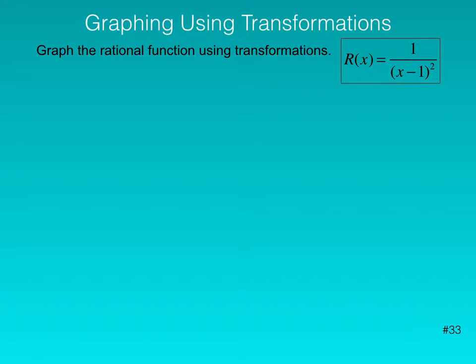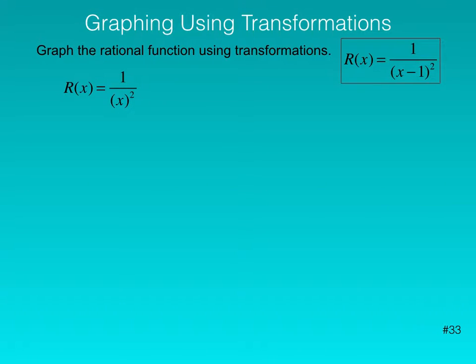In this video example, we're asked to graph the rational function using transformations. The function that's given is r of x is equal to 1 over x minus 1 quantity squared. So what we want to consider is the parent function of this, which would be 1 over x squared.